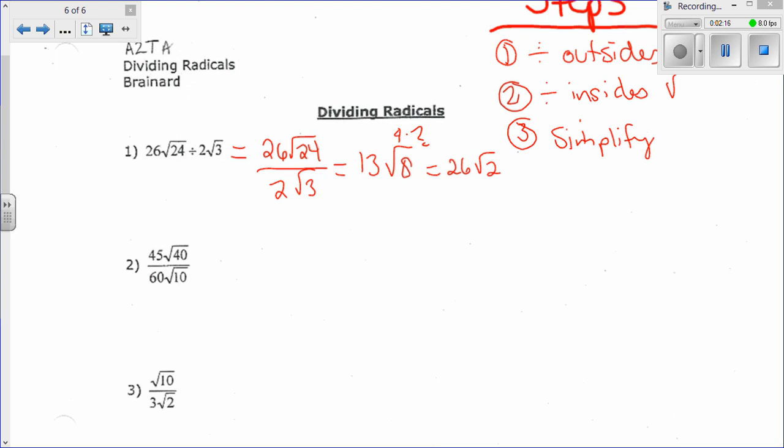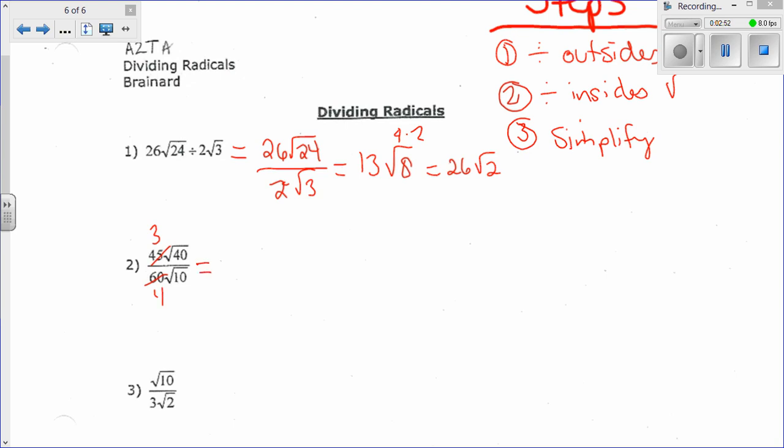Alright, for number 2, we have 45 radical 40 divided by 60 radical 10. Because 45 does not go into 60 evenly, or 60 into 45 evenly, I'm going to just treat this as a fraction and reduce it. So the largest number that goes into both 45 and 60 is 15. 15 goes into 45 3 times. 15 goes into 60 4 times.